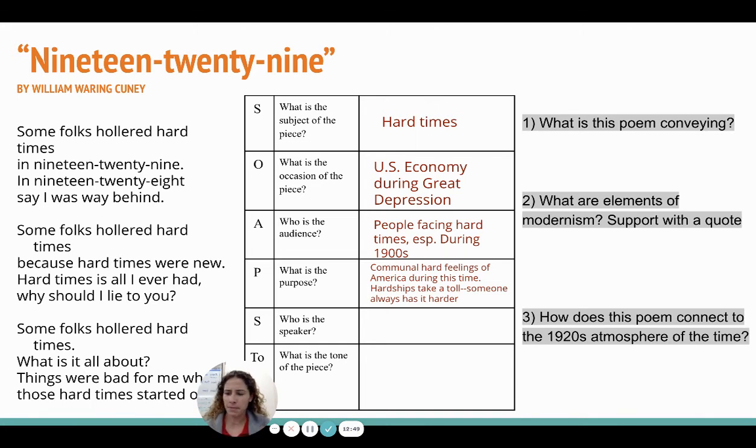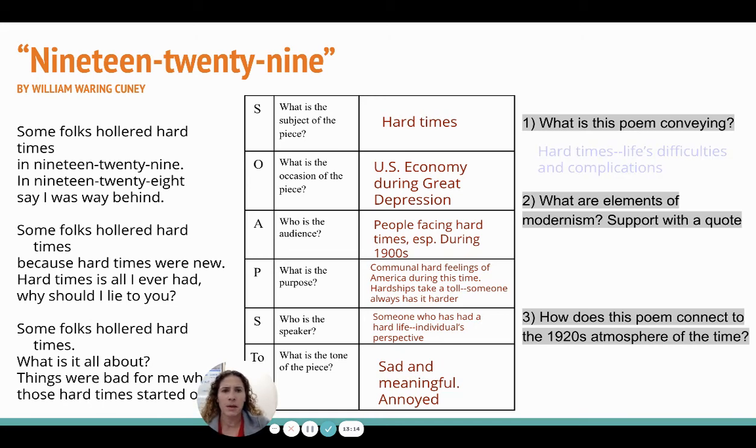This guy thinks he's had hard times longer than other people. So it's showing someone always has it harder. And then the speaker, someone who's had a hard life. It's an individual's perspective. And the tone, it's sad and meaningful, maybe a little annoyed because maybe he's always had these hard times. Okay, so what is the poem conveying? These three questions on the right are, once you kind of analyze your soapstone, really getting to the meat and bones.